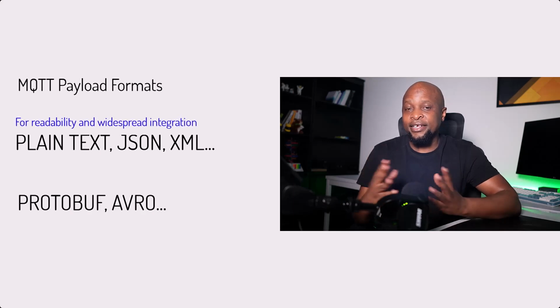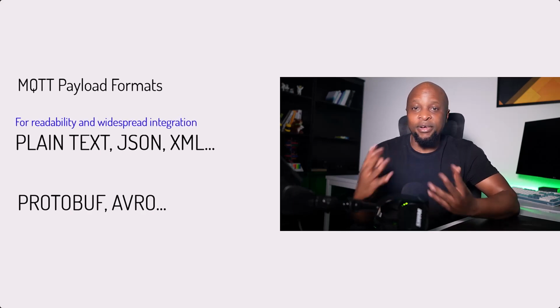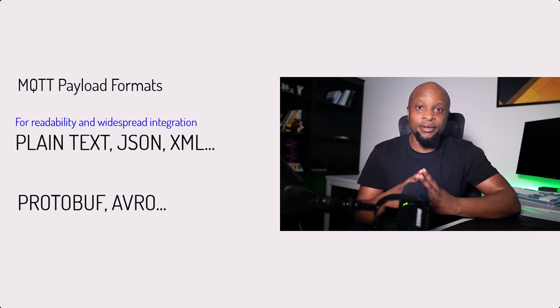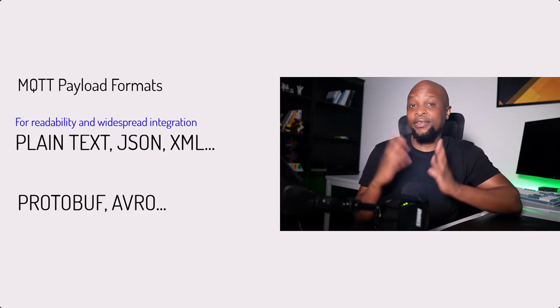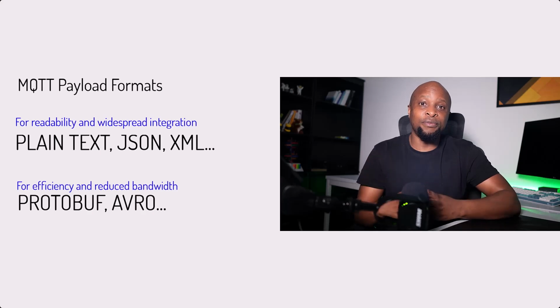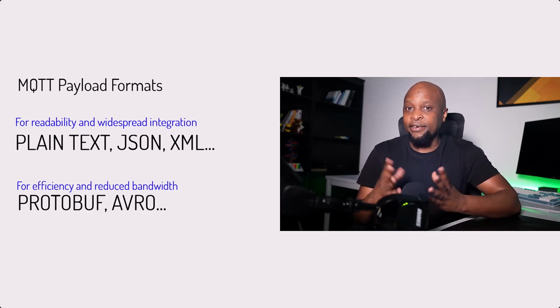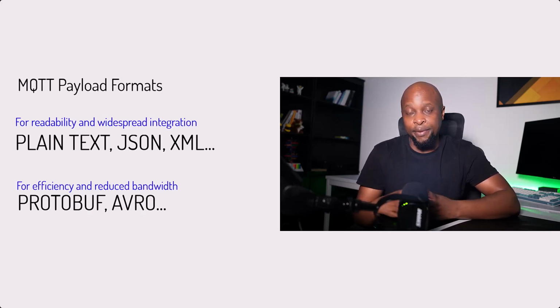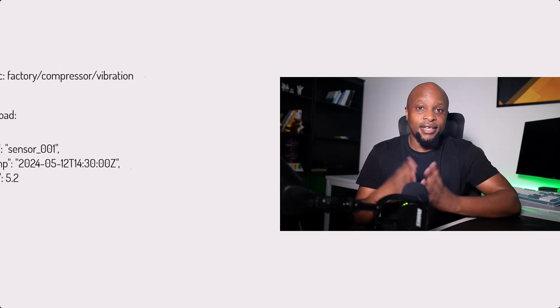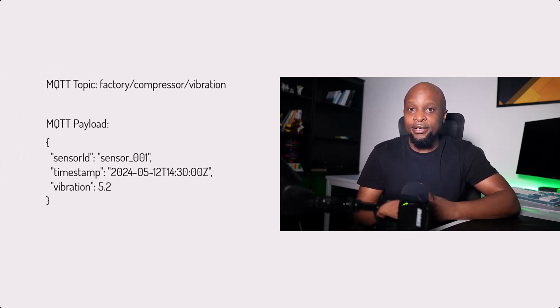For cases requiring easy readability and integration across multiple systems, formats like XML, JSON, or YAML are preferred. On the other hand, when efficiency and reduced bandwidth consumption are critical, binary formats like protobuf and avro are chosen due to their superior compression capabilities. For example, a simple JSON encoded MQTT payload published on the topic of factory/compressor/vibration might look like this, where the sensor ID, timestamp, and the actual vibration measurement are required properties.